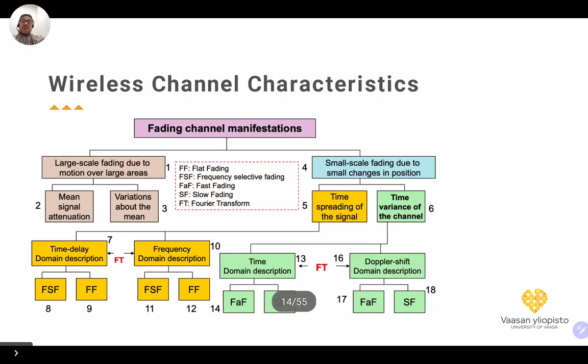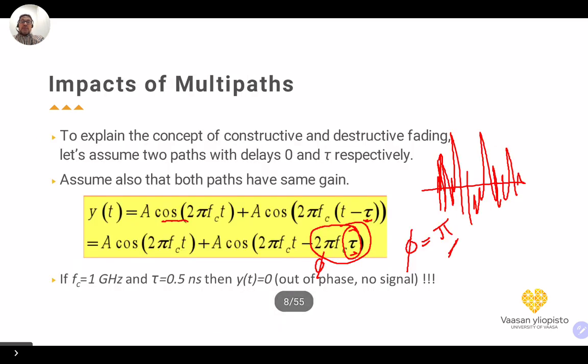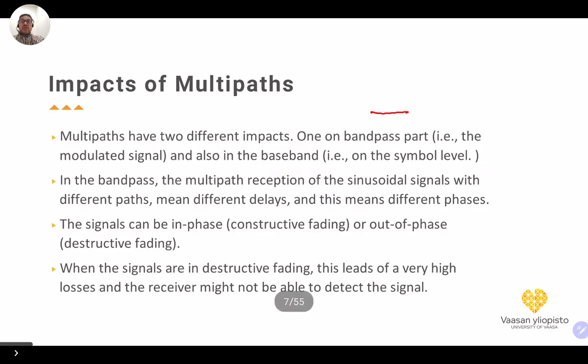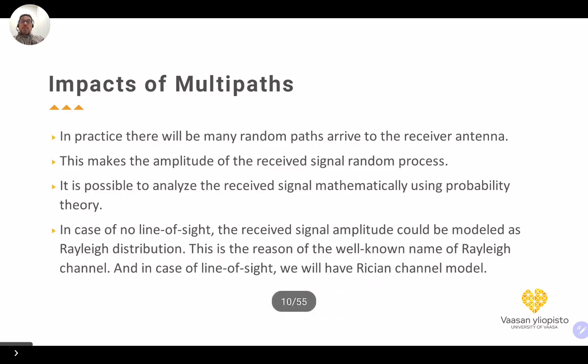Okay, let us go back. So now this is the problem that we have of the multipath, as we mentioned. It has different impacts: in the passband, as we have seen, it can be constructive or destructive fading, and also in the baseband by the inter-symbol interference.